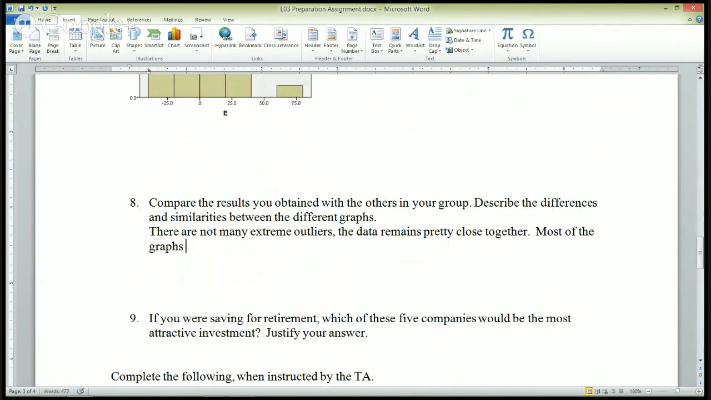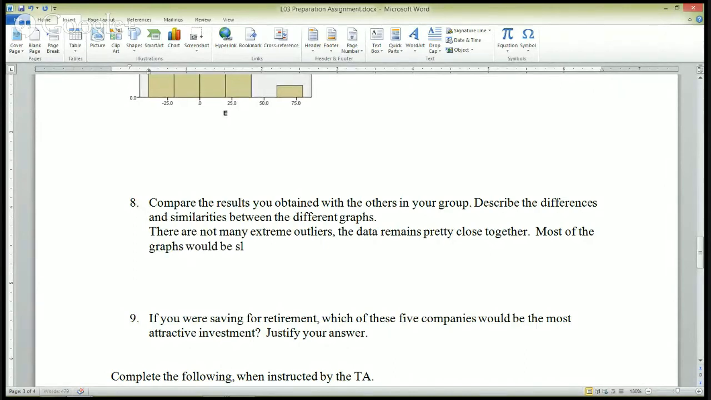So would you say most of the graphs showed pretty skewed data? No, the data was pretty tight. Well, yeah, the data is pretty tight, but if you put a bell curve on it, it would be skewed for most of them. Slightly skewed. It would seem like it.